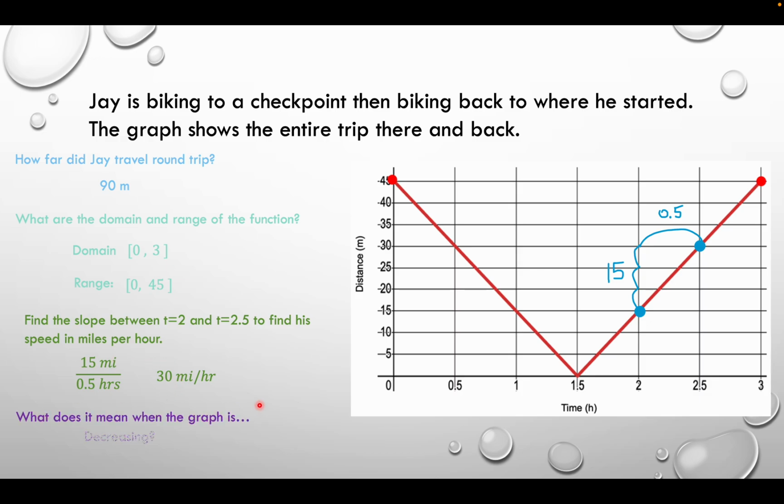What does it mean when the graph is decreasing, increasing? Well, when the graph is decreasing, Jay is traveling from his starting point to his checkpoint. And when the graph is increasing, so going in a positive direction, Jay is traveling from the checkpoint to the point where he started.